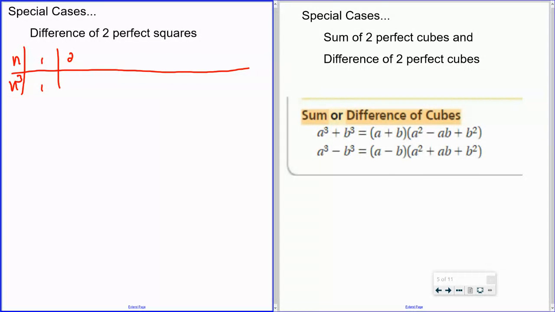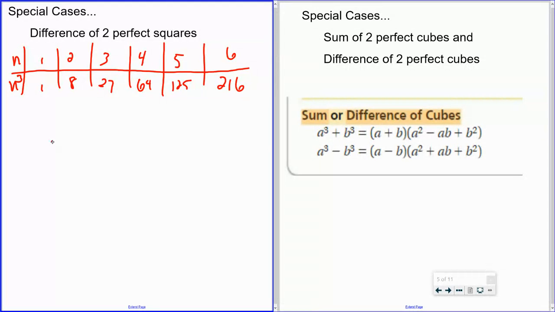So, the cube needs to multiply by itself that many times. Here are my perfect cubes that I know right off the top of my head. Those for sure. Now 6, this one gets a little iffy. But those are ones I know right away.